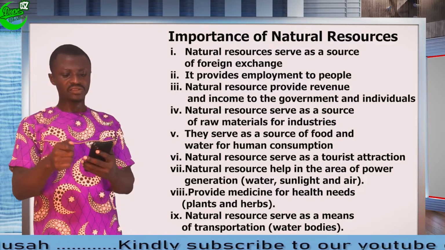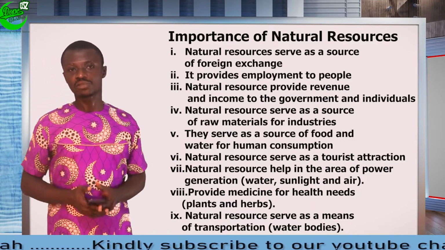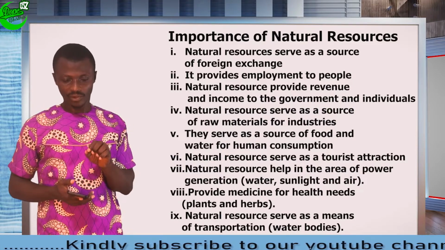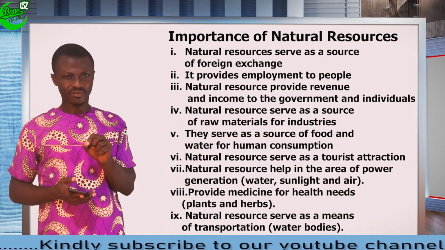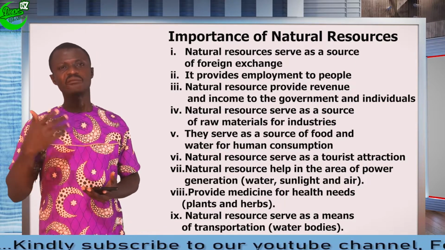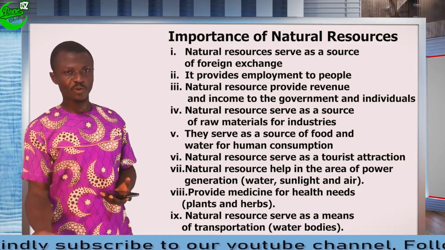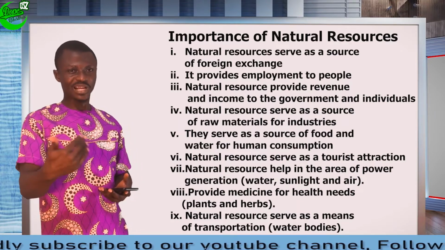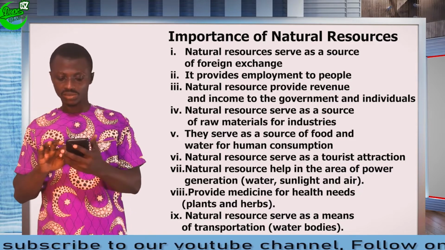We can also talk of natural resources as a source of food and water for human consumption. We have land, we have water. We get fishes from the water. We drink this water. We have land that we cultivate our plants on. We harvest these plants and we consume them. Had it not been for the land, I don't know where we would plant. So that is how we can say natural resources provide what? Food and water for human consumption.